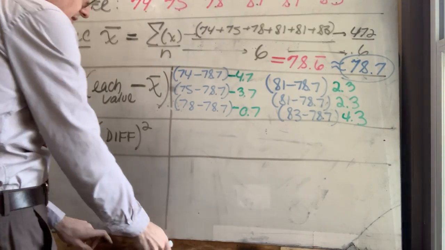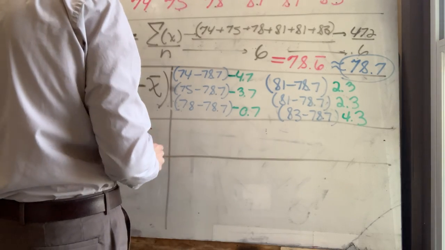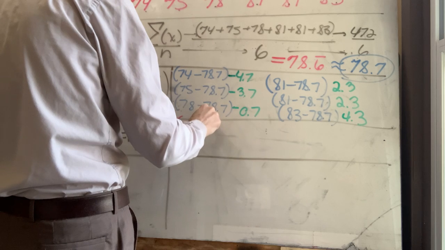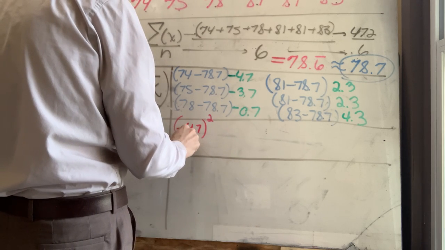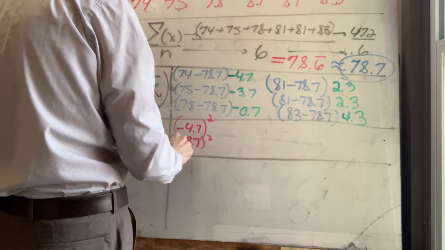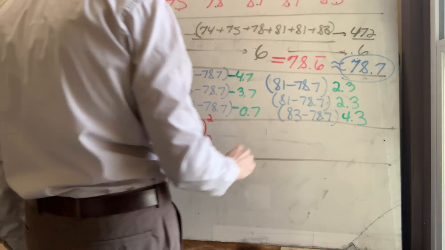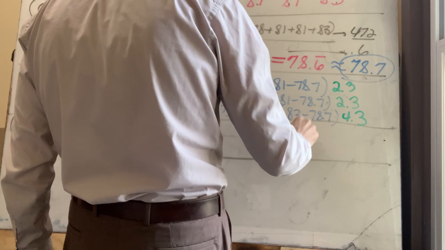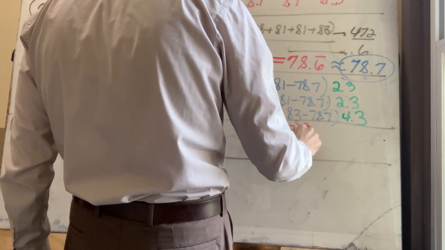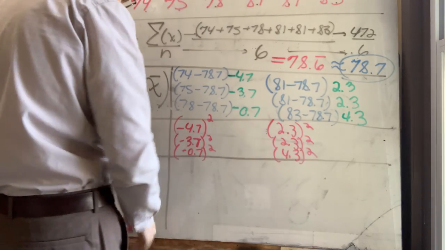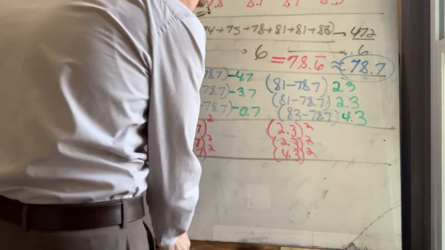So what does that mean? It means negative 4.7 squared, negative 3.7 squared, negative 0.7 squared, 2.3, 2.3, and 4.3. Right. What do you get in each of these cases?